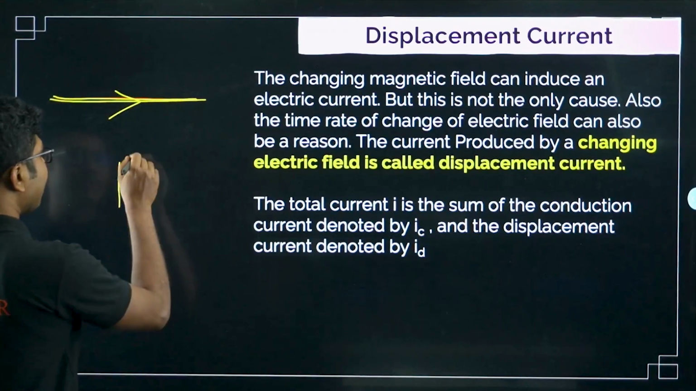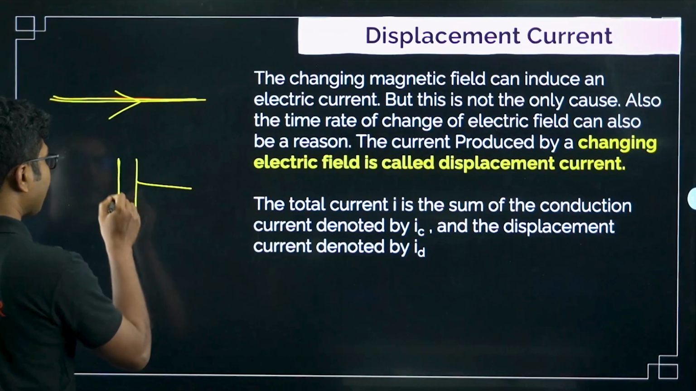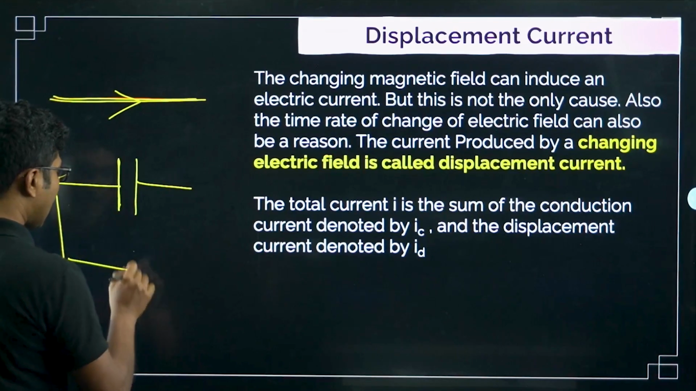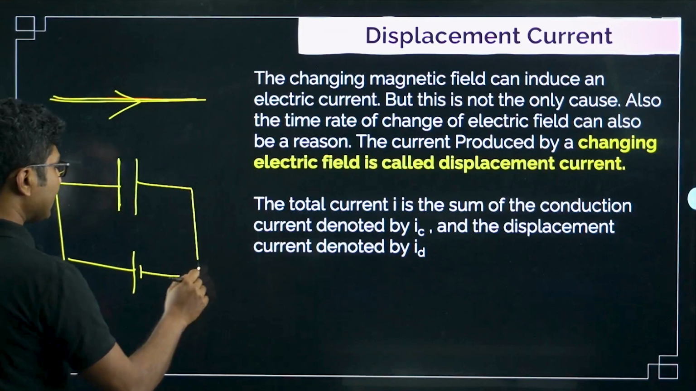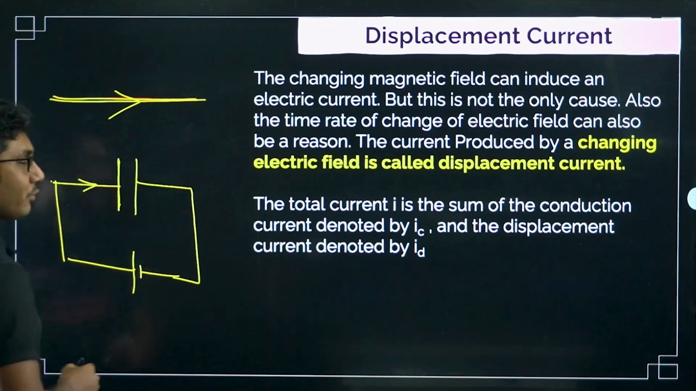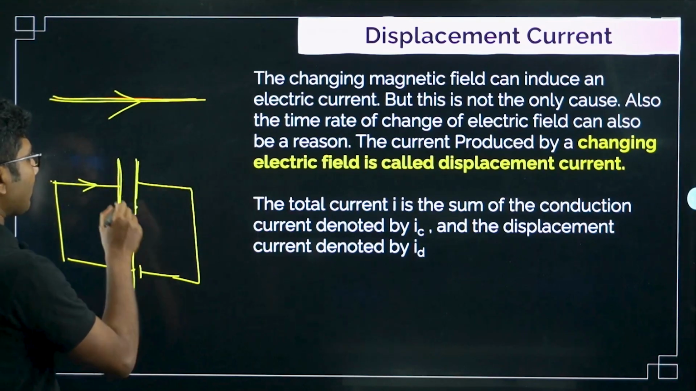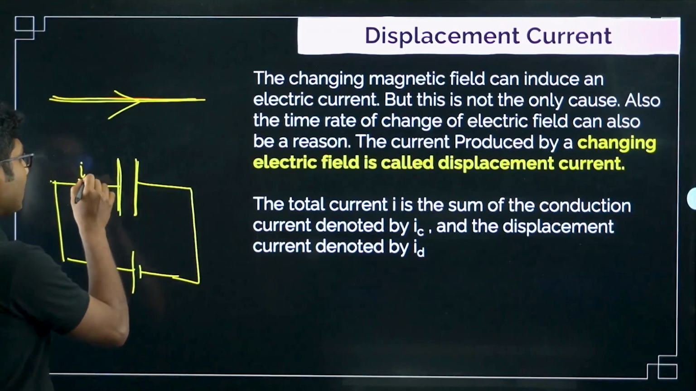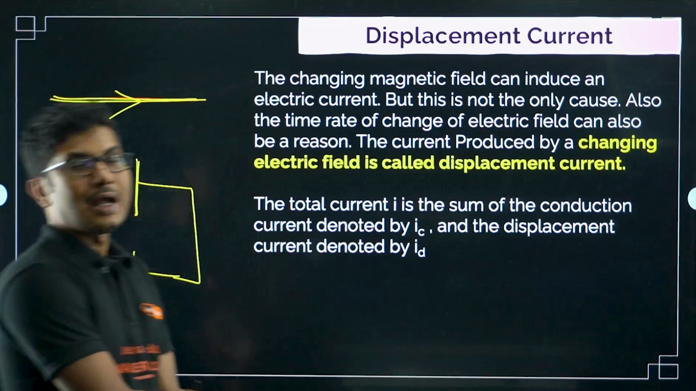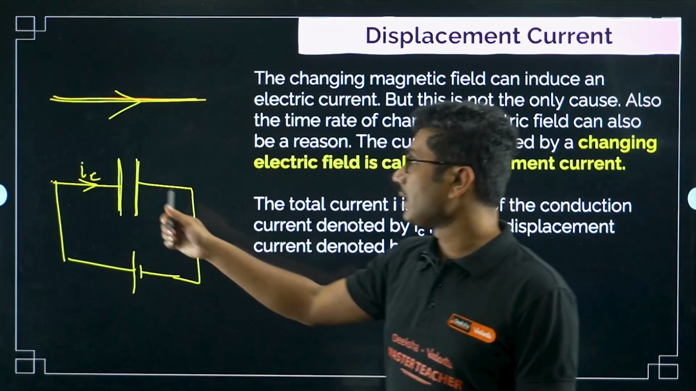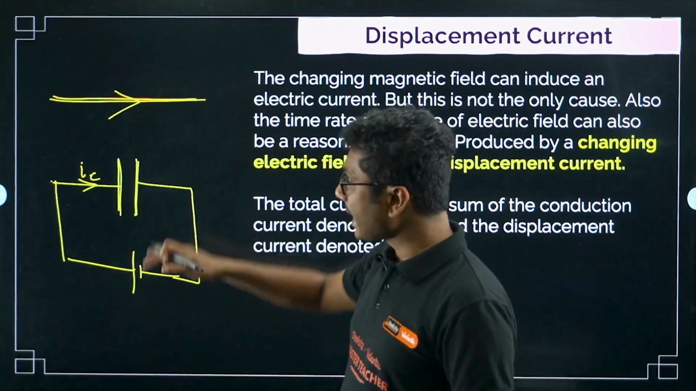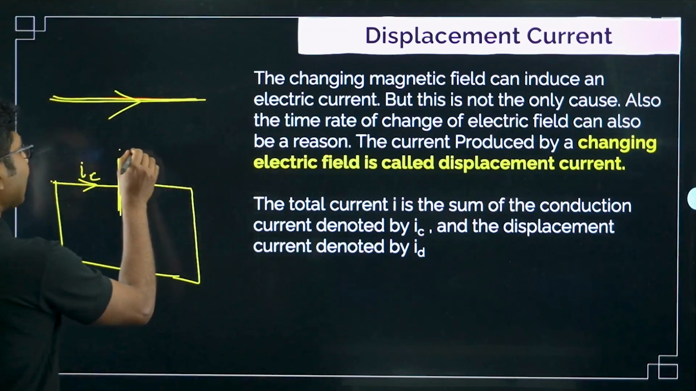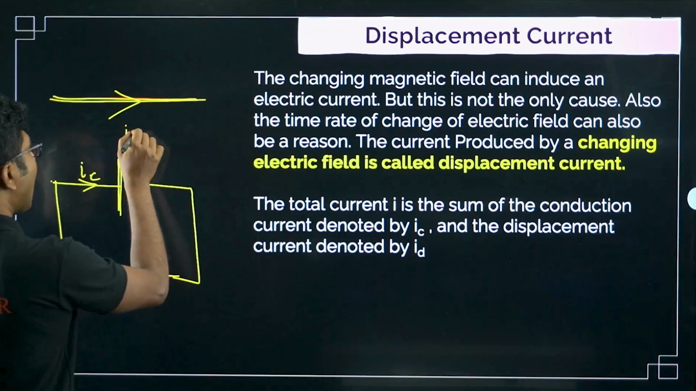Now where do we see displacement current? The example given in your book is the capacitor. Suppose we have a parallel plate capacitor being charged by some battery. Current is flowing through the wires, but in between the capacitor plates there is no conductor, so the conduction current cannot pass through. What is happening inside the capacitor plates? The electric field is changing, and that changing electric field gives rise to ID.